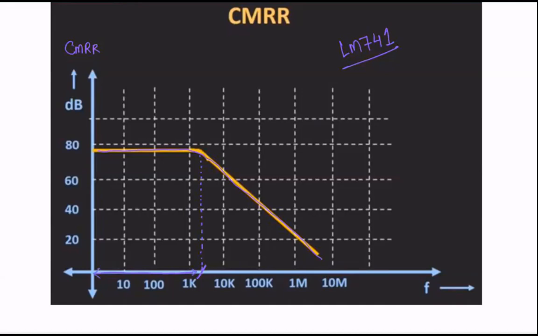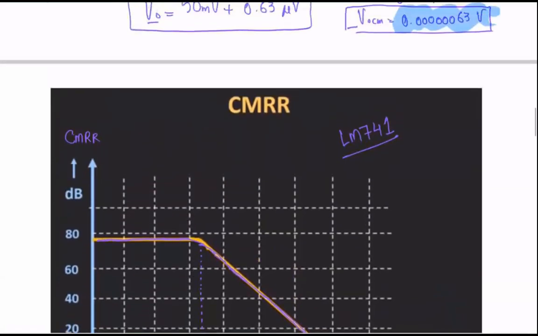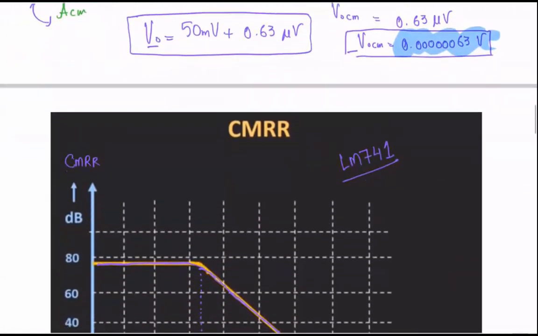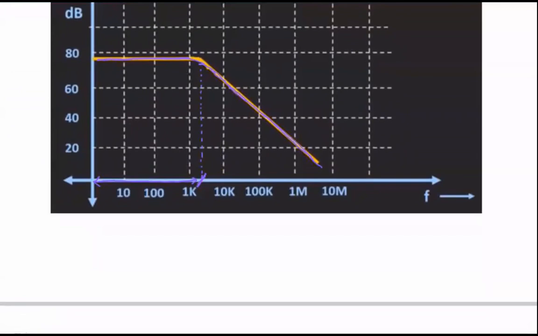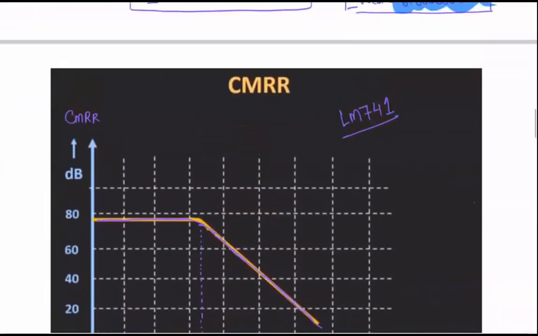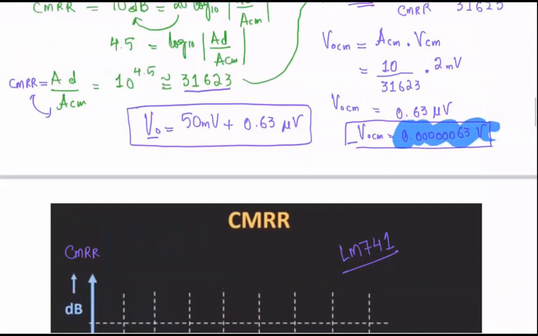Because there you have the highest CMRR. After this frequency, your CMRR goes down. What would that mean? That means, just for the sake of simplicity, if this number is 1 kilohertz and you apply a frequency more than 1 kilohertz, this number will start increasing. It won't be suppressed as much as it is suppressed at this point.